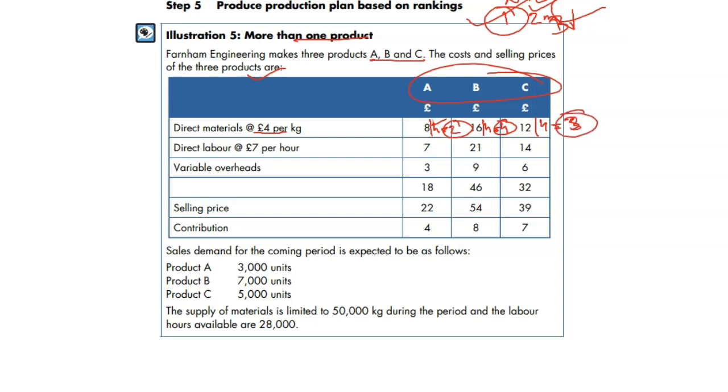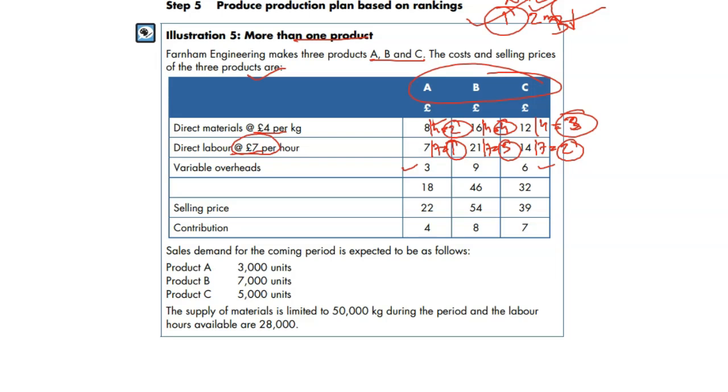That's a little working you should always do, whether needed or not. Definitely needed. Direct labor 7 pound per hour. So for each 7, 7 divided by 7, 1 hour needed here. 21 divided by 7 equals 3 hours needed. 14 divided by 7 equals 2 hours needed. So 2, 3, 1 hours needed.